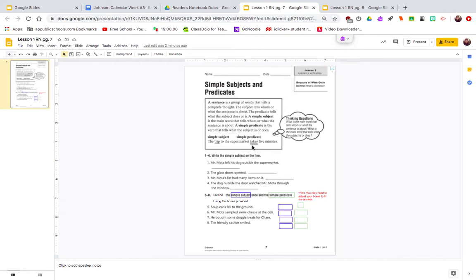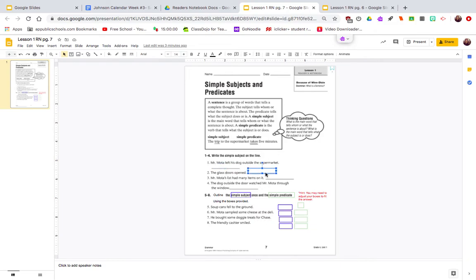It shows action. It's something that we can do. I can take something. The trip can take something. It can take 5 minutes. It could take 5 hours. Okay? So the trip to the supermarket takes 5 minutes. Okay? They're going to break it up here. So we'll go ahead and look at it in our examples.